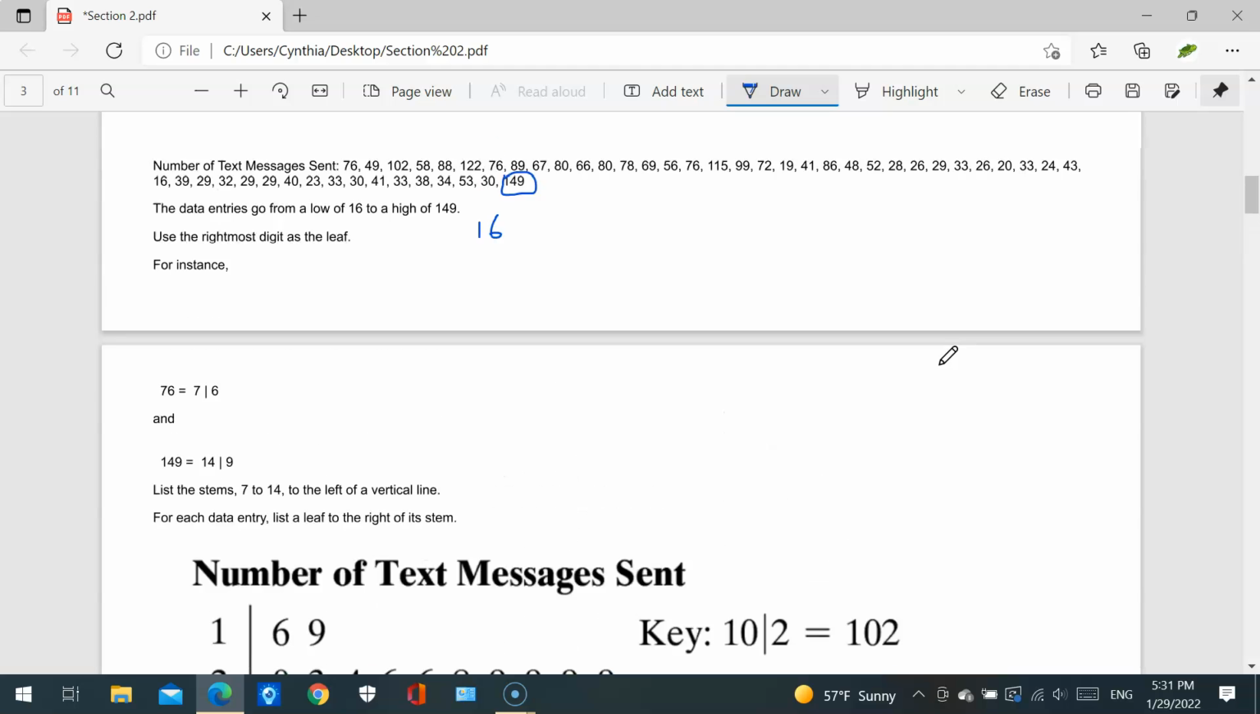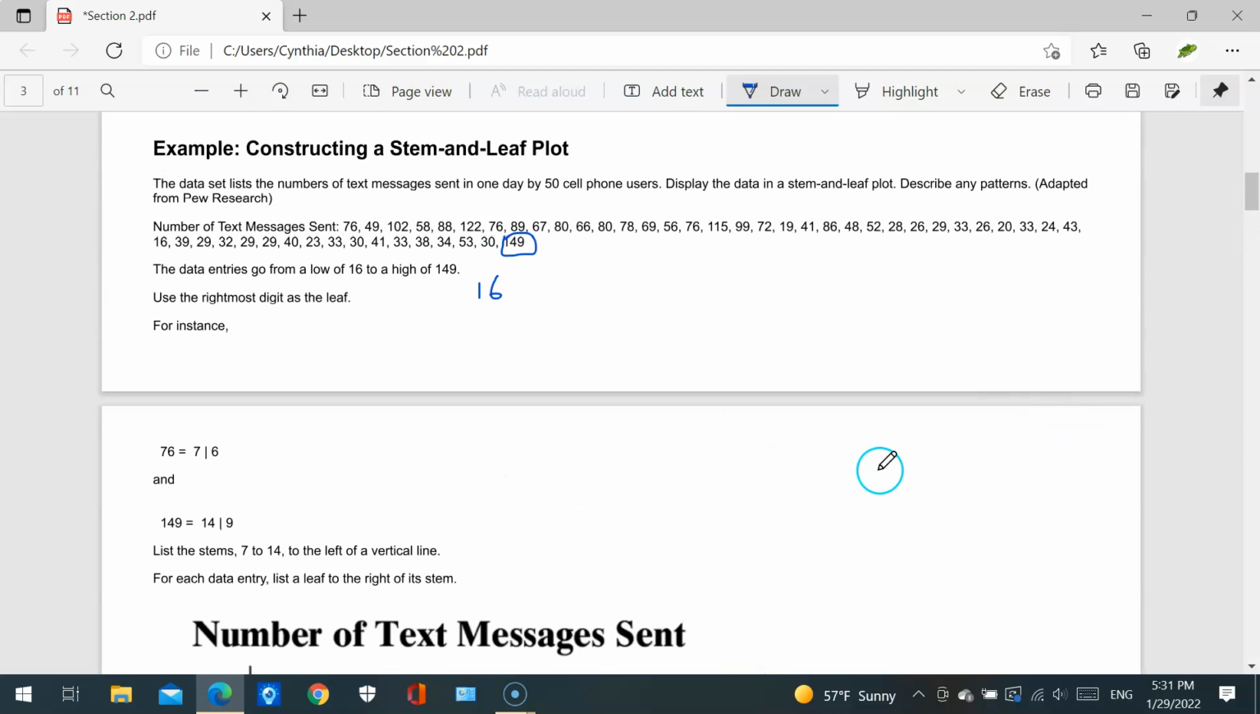The idea is the same: we draw the vertical bar. This is your stem, and here is the leaf. Remember, in the leaf part, we always keep only 1 digit. So I start from 16. The stem is 1, the leaf is 6.